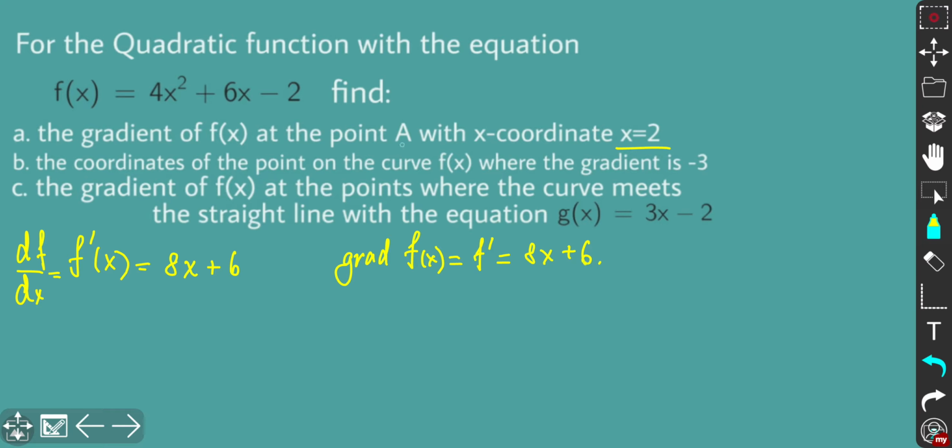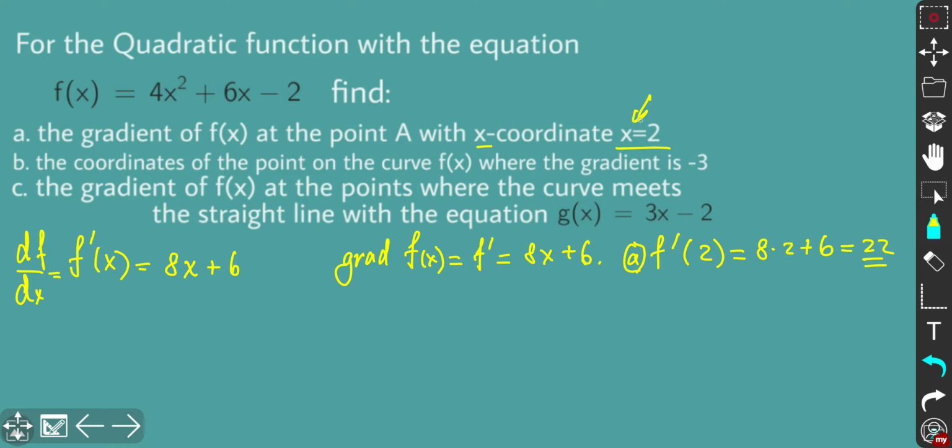What are you going to do next? You just plug in the x coordinate x equals 2. So you're looking for f prime at the value x equals 2. Alright, so f prime at x equals 2 is going to be 8 times 2, 16, plus 6 in the end, so you'll get 22. So that's the answer for the first question, A, where you have the gradient at the given point.